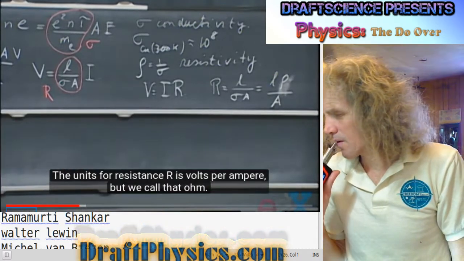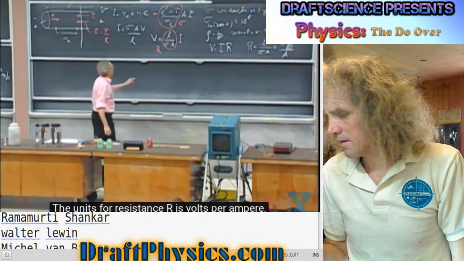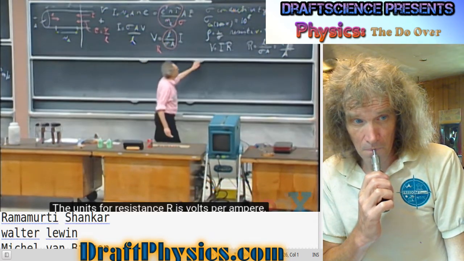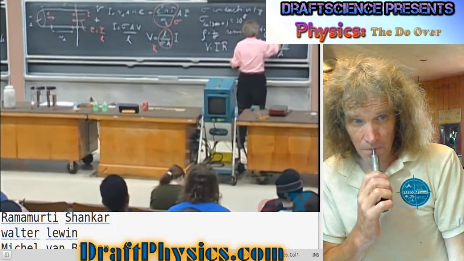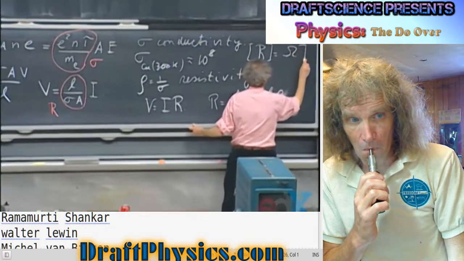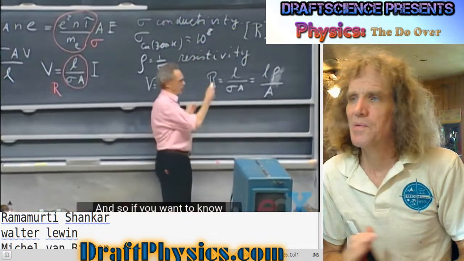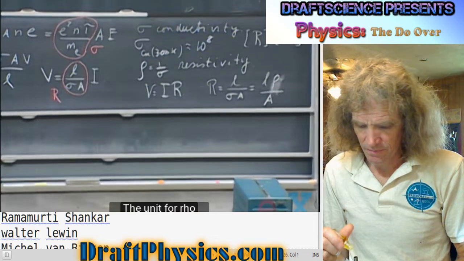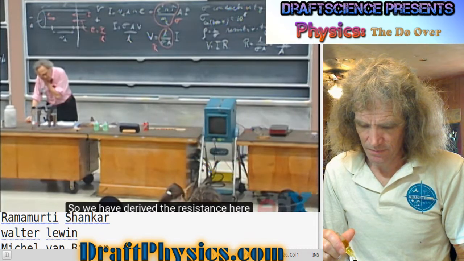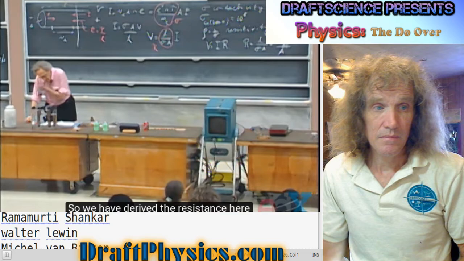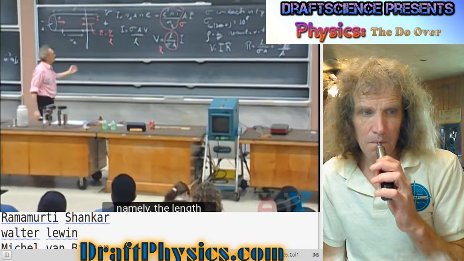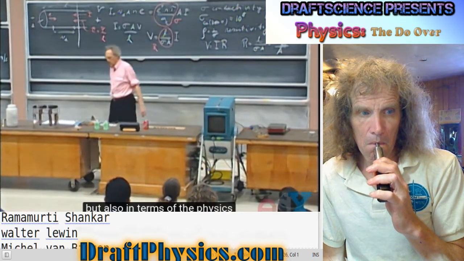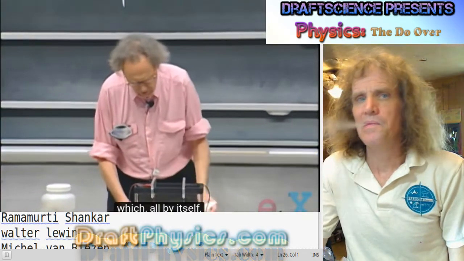The unit for resistance R is volts per ampere, but we call that ohm. And if you want to know what the unit for rho and sigma is, it follows immediately from the equations. The unit for rho is ohm meters. So we have derived the resistance in terms of the dimensions, namely the length and the cross-section, but also in terms of the physics on an atomic scale, which all by itself is interesting.